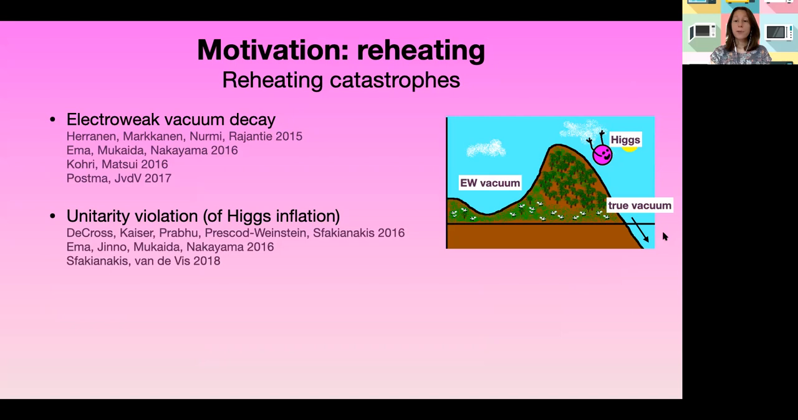Now, if reheating is very efficient and many Higgs particles get produced, the Higgs can actually decay to this true vacuum. And if that happened, we would never have ended up in the universe that we live in today. So this shows that something must be wrong with the theory. Another example is violation of unitarity. It has been shown in the literature already that this occurs in Higgs inflation.